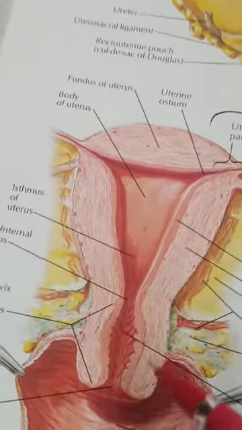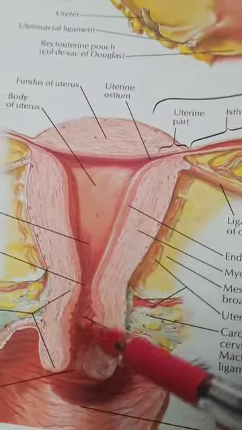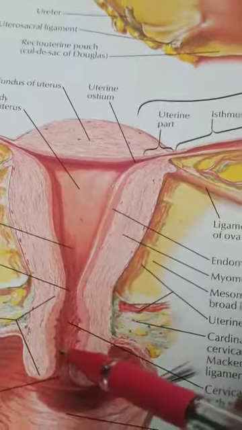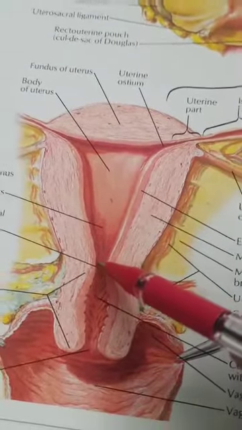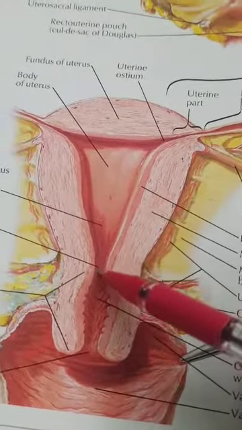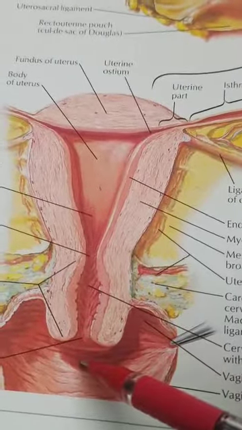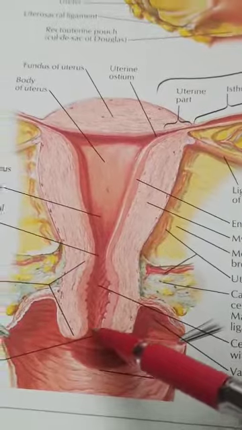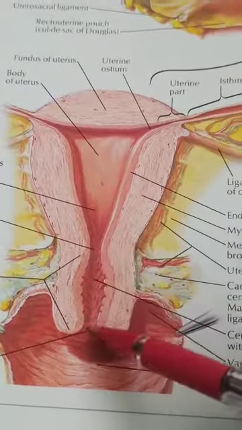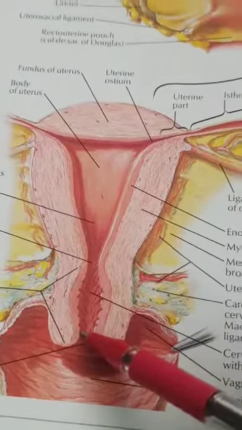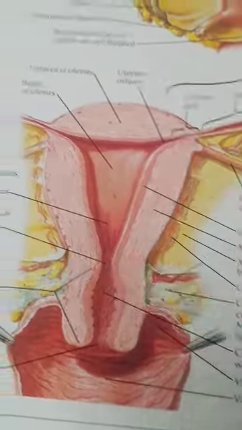Cervical canal: the cavity inside the cervix is known as the cervical canal. The cervical canal opens superiorly to the uterine cavity through a small opening. This is known as the internal os, and it opens towards the vaginal cavity through the external os. So here comes the internal os and the external os.